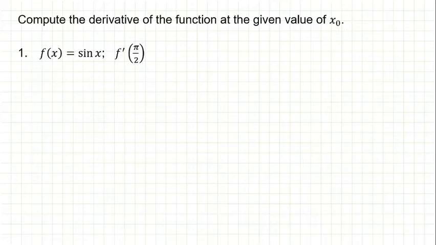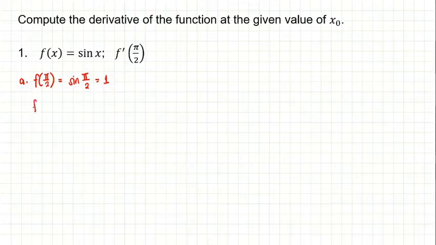Okay? So in this case, the same pa rin yung gagawin natin. First, we will solve for f of pi over 2. Okay? So f of pi over 2 is just sine pi over 2. So you substitute pi over 2 to your x. And this is equal to 1. Right? So from that, we now have the value of sine pi over 2.